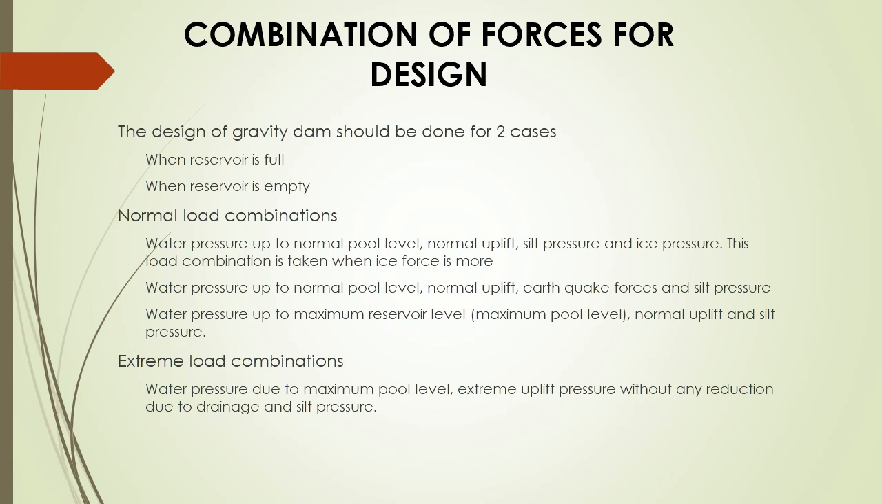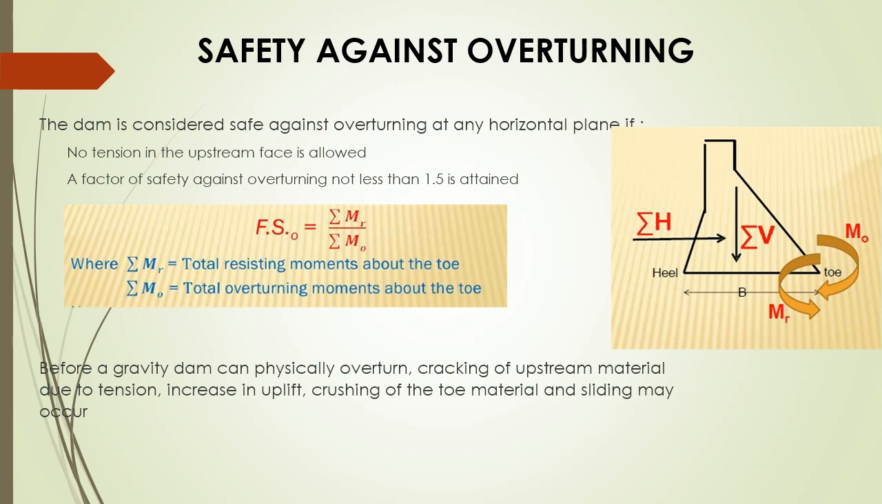Water pressure up to normal pool level, normal uplift, earthquake forces and silt pressure. Water pressure up to maximum reservoir level, normal uplift, and silt pressure. Extreme load combination is water pressure due to maximum pool level, extreme uplift pressure without any reduction due to drainage, and silt pressure.